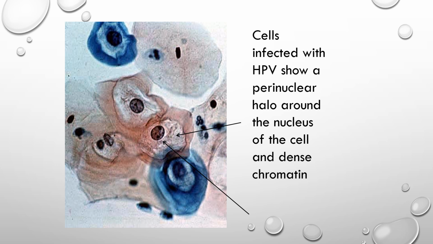So here's an example of epithelial cells, and you can see that the cells that are infected with HPV have a paranuclear halo around the nucleus, and then they have dense chromatin. Chromatin is basically genetic material, and you can see inside the nucleus of the epithelial cell that you have some dark spots, and that's actually dense chromatin. There is no permanent cure for human papillomavirus, but there are a few treatments like cryotherapy, laser surgery, and alpha interferon injection.